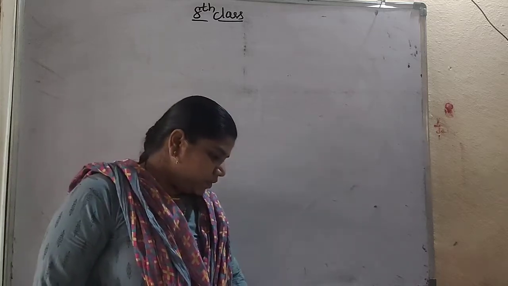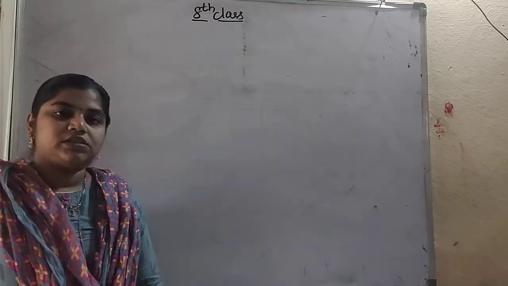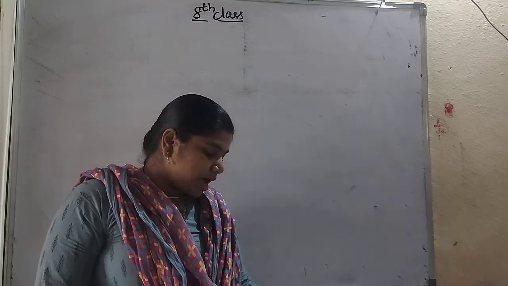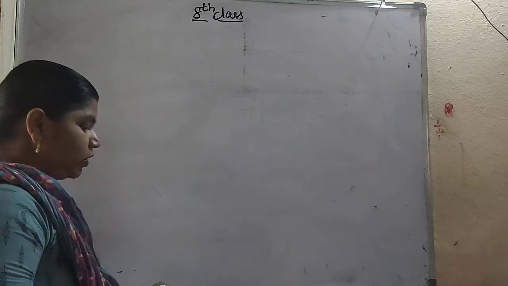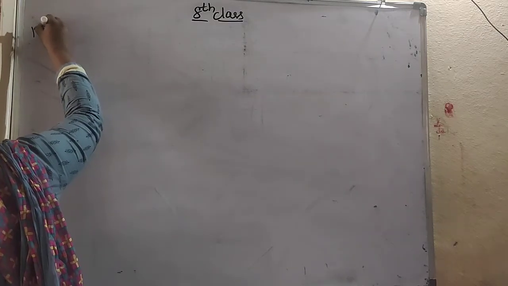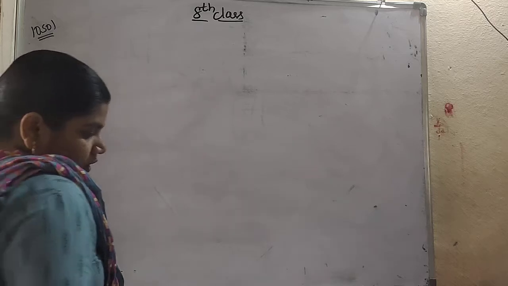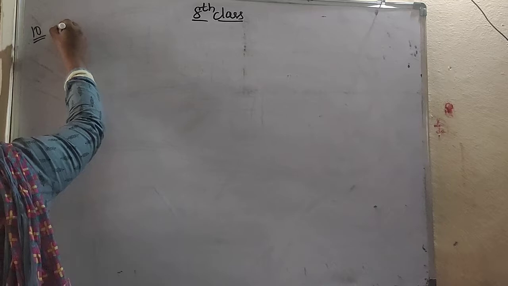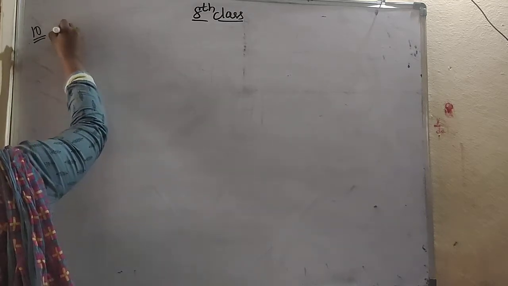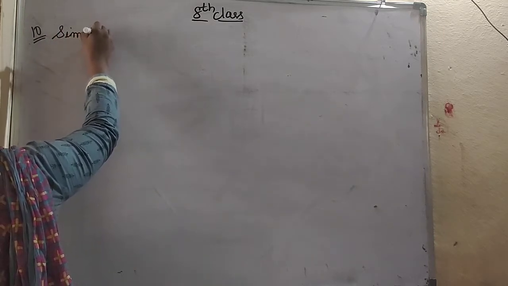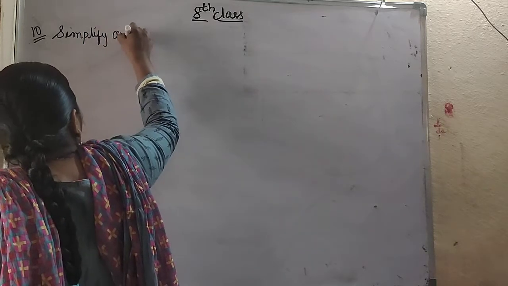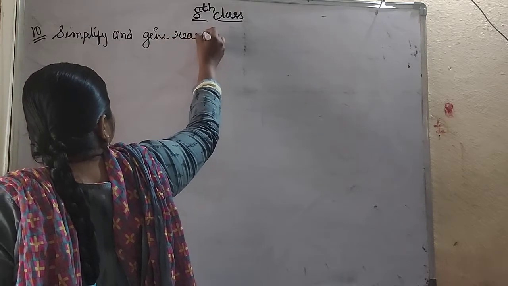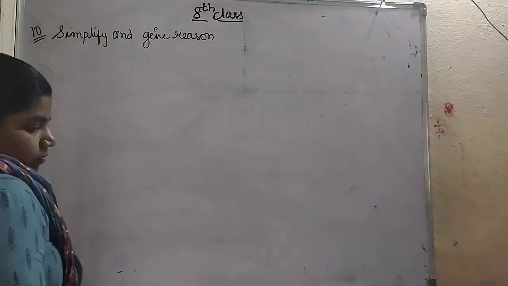So good morning everyone. In the last class we discussed exercise 4.1. Now almost every problem we have completed. The last one, the 10th problem, we have to do. So what is the 10th one? The 10th question is: simplify and give reason. So what is that problem?